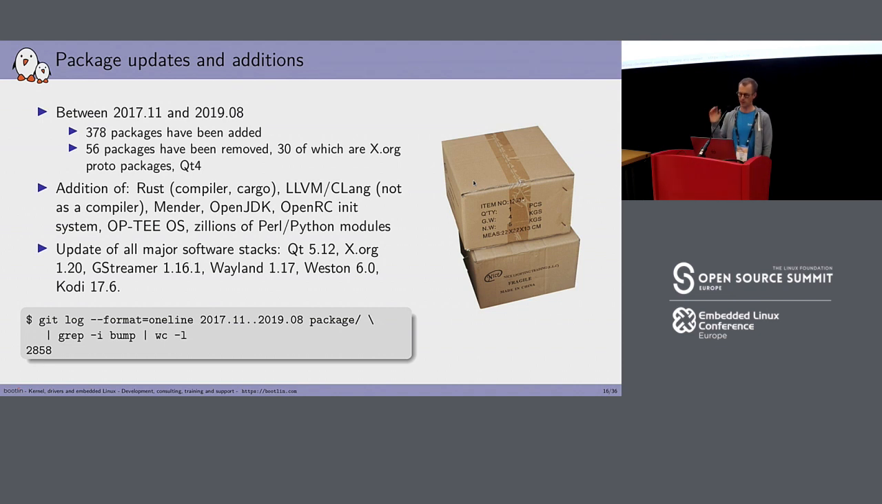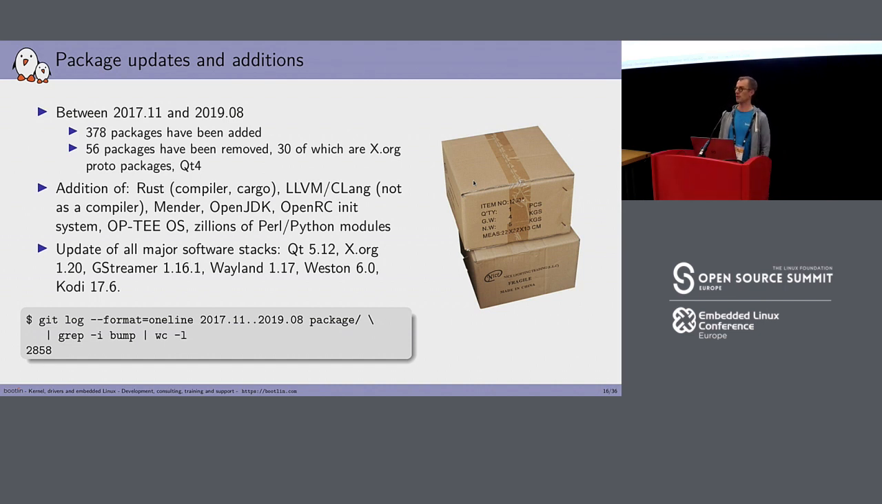Among the things that we've added that are, I would say, major, we added support for Rust, so the compiler itself and the package manager as well. We added support for LLVM Clang. Not yet as a compiler, there is work being done around that, but for now it's only to have Clang on the target for things like OpenCL, but not yet to use as a compiler for building the entire system. We've added the OTA software Mender, OpenJDK to have another Java VM on the target, the OpenRC init system, the OP-TEE secure TrustZone side OS, and zillions of Perl and Python modules. And when I say zillions, it's really zillions of additional Python modules and Perl modules.